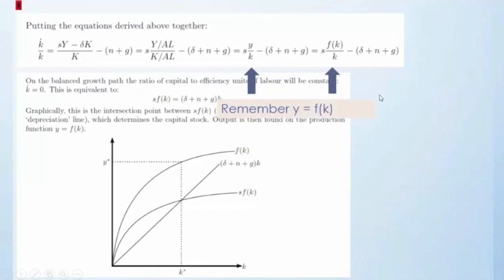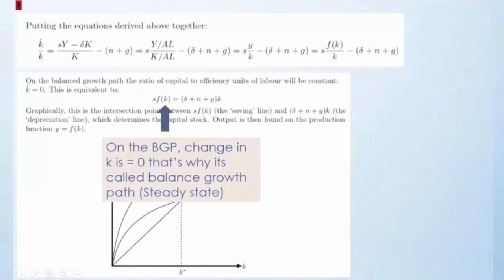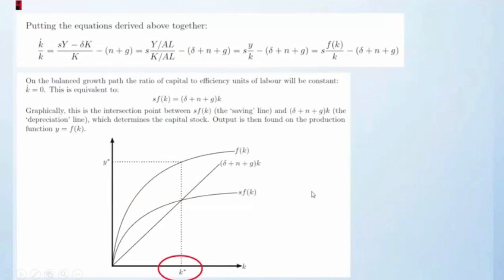And the next step, we have a small y, we can change it to a function of k. Subsequently, we know that on a balanced growth path, savings must be equal to depreciation. Savings in this case is the additional capital that we put into our capital stock. And then we will get a steady state level of k. So this k doesn't change in the long run.